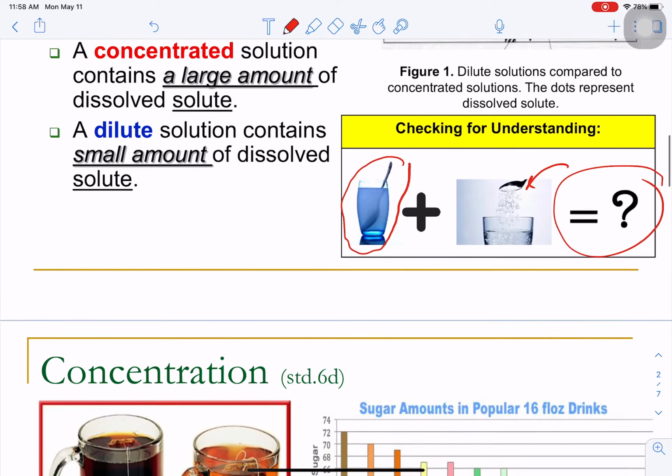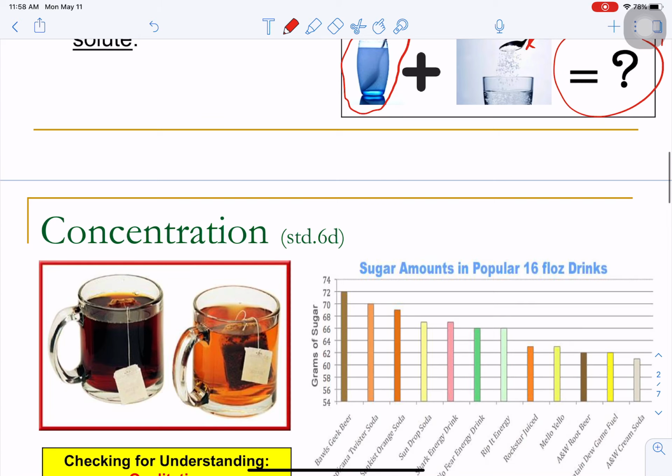Okay, moving on. Now, this slide is just kind of a checking for understanding slide with a couple questions to help you understand the difference between something that's qualitative and something that's quantitative. I know we've talked about this multiple times. This could be in terms of research and lab and data collection, but we've definitely covered those two terms. So let's tie it into concentration.